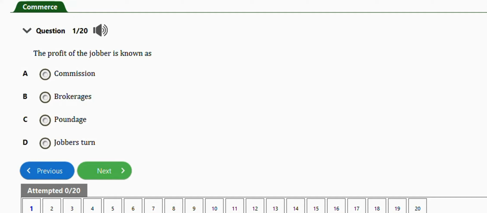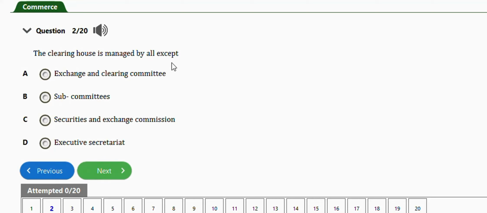Let's get started. The first question says the profits of the jobber is known as: commission, brokerage, poundage, jobber's turn. The right answer is option D, jobber's turn. Next question. It says the clearing house is managed by all except: exchange and clearing committee, subcommittee, securities and exchange commission, executive secretary. The right answer is option C. Securities and Exchange Commission is an exception.